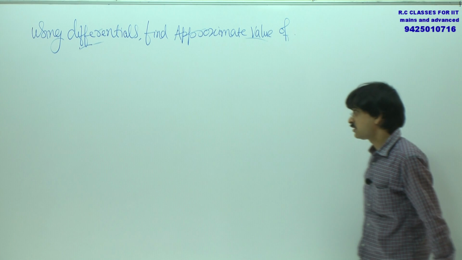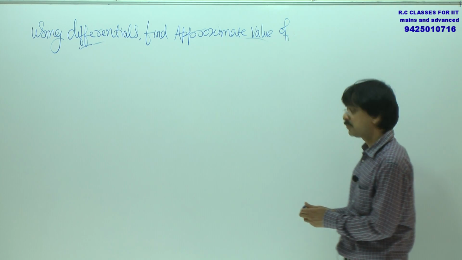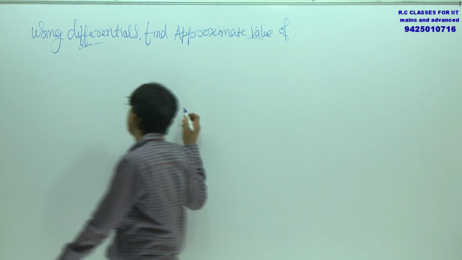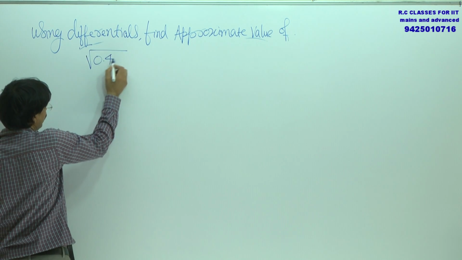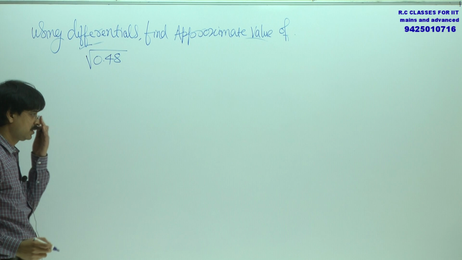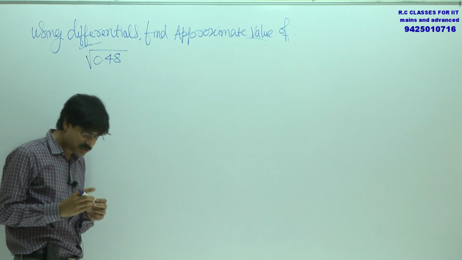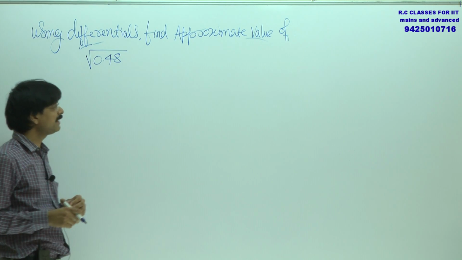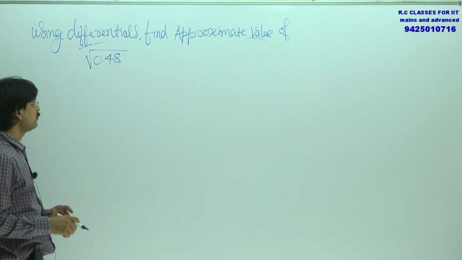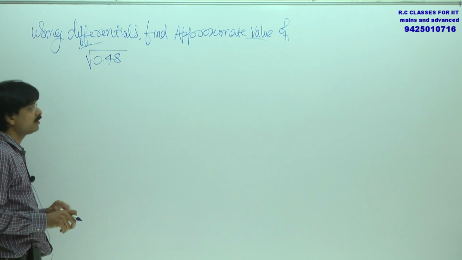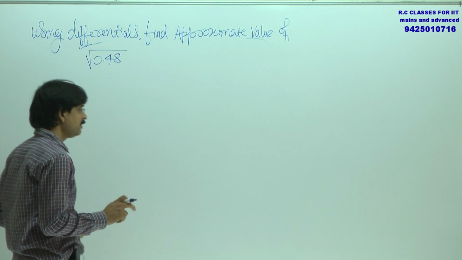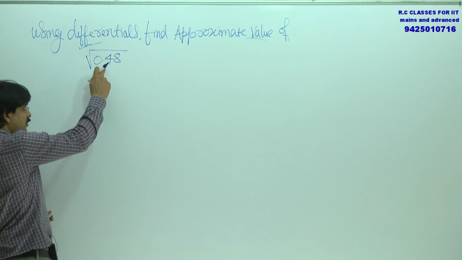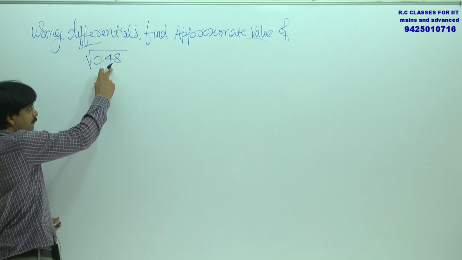Now the question is, using differential you have to find out the approximate value of root over 0.48. So again, as we have discussed, approximate value of a square root function, it's a square root function root over 0.48. So definitely we'll be looking for a value which is closer to this 0.48.